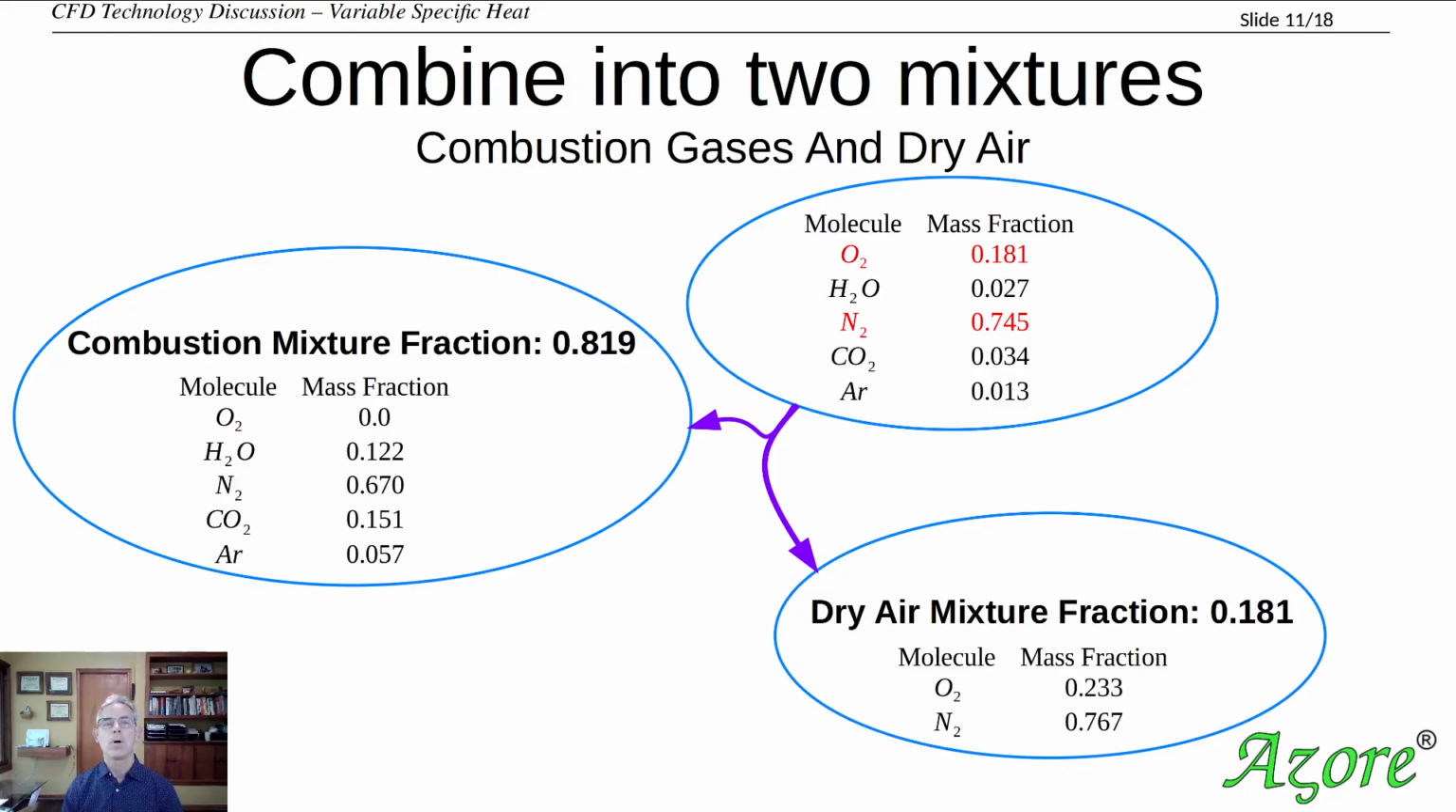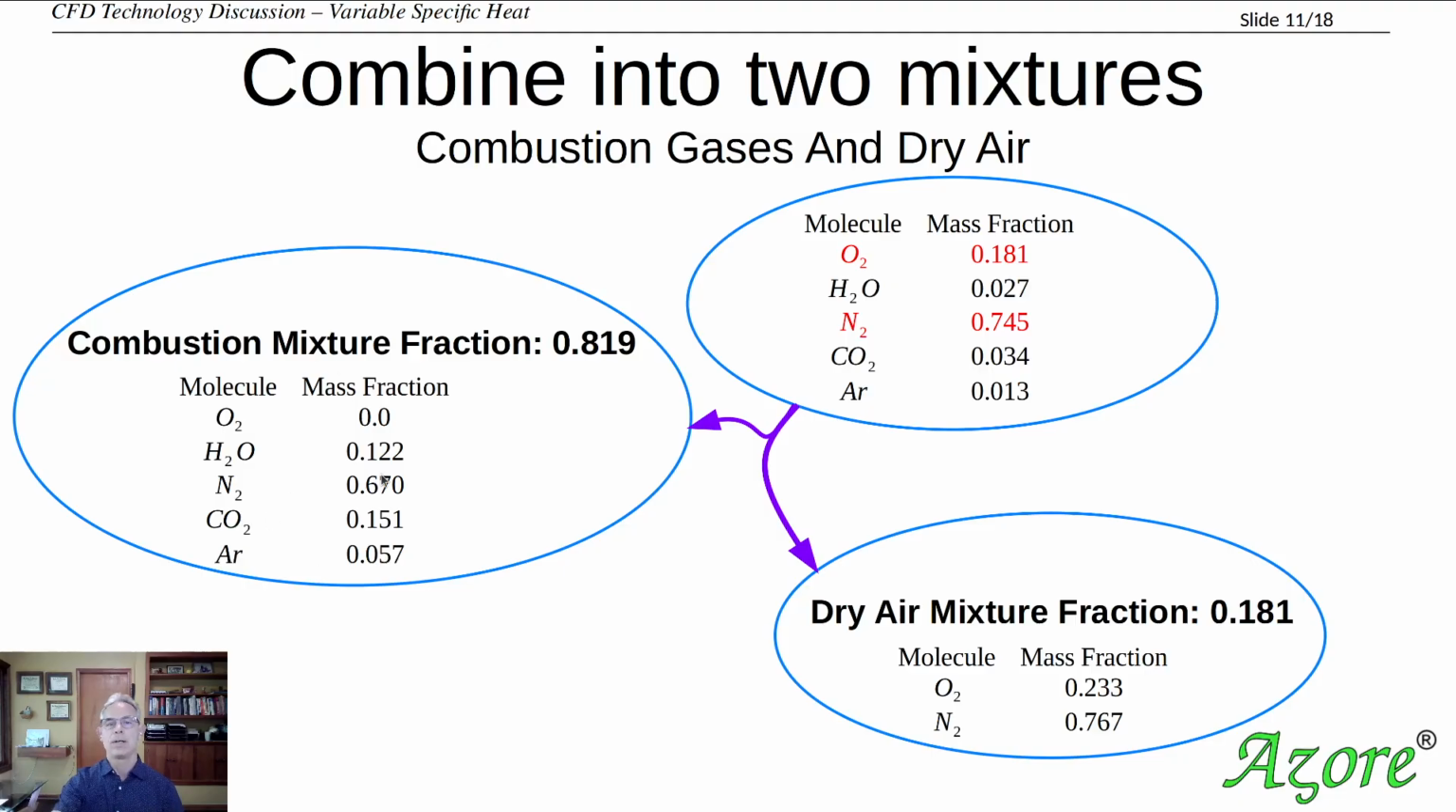So let's think about this a little bit more. Perhaps we might have a situation where we want to keep track of the oxygen content downstream. We can do that by recasting and creating 2 new mixtures. This mixture is going to be aware of the air, so we can take it and divide it into 2 mixtures. One mixture is about 81% of the combustion mixture, and this one is 18% of just dry air. So we've removed the oxygen and a portion of the nitrogen and created another mixture right here, which is still air, proportionally.